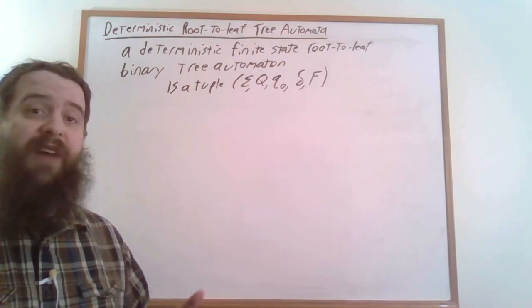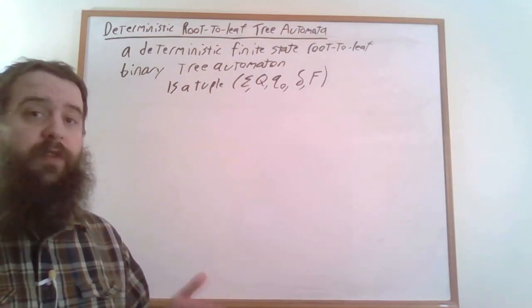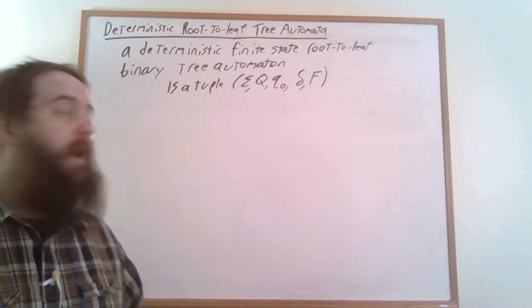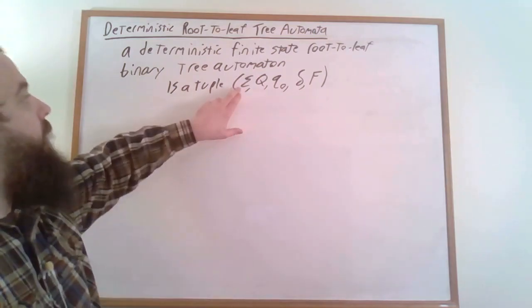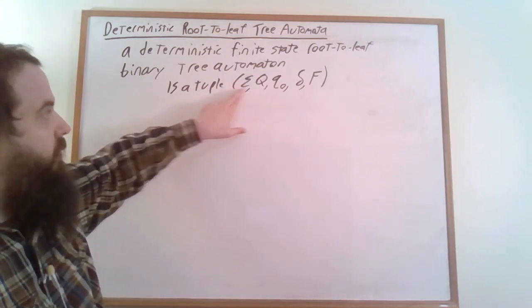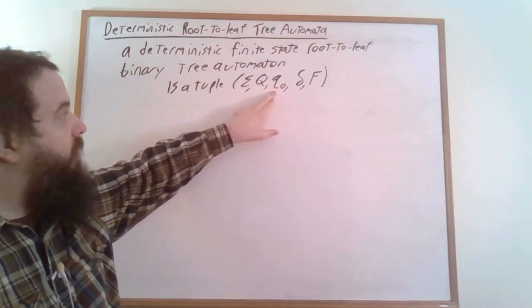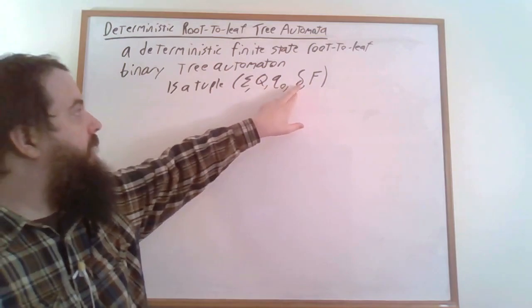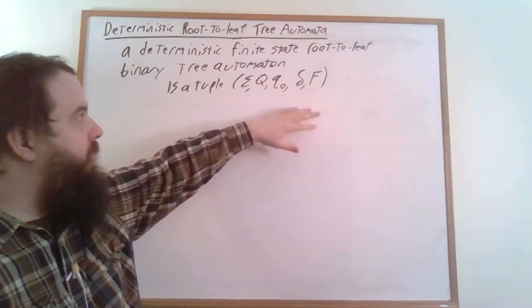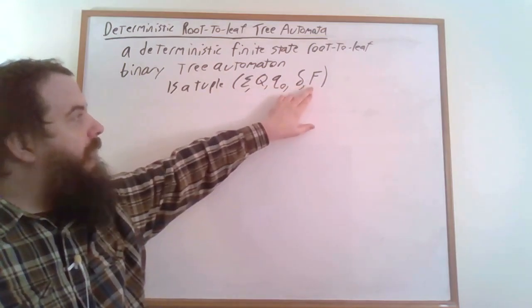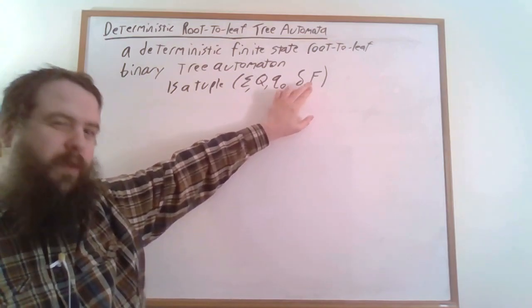So we're going to define deterministic finite state root-to-leaf binary tree automata as a tuple, again, where we have a finite set of characters, a finite set of states. In this case, we're going to want to have a start state, and we're going to have some sort of transition function, which I'll specify later, and we're going to want to have some sort of final set. We'll see about this later.